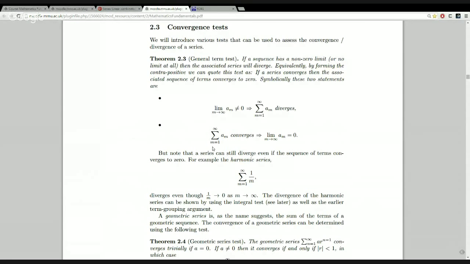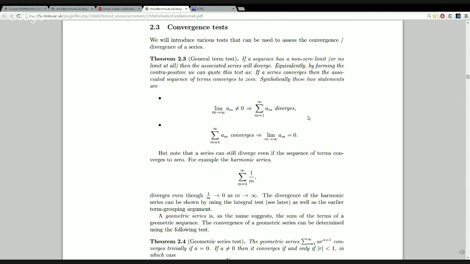Either if we know that the limit on the left, the limit of the sequence of terms, AN, is non-zero, that means your sum is going to diverge. Another way of presenting it is, if you know that your series converges, then it must be the case that the sequence of terms has limit 0. Let's look at the first way.